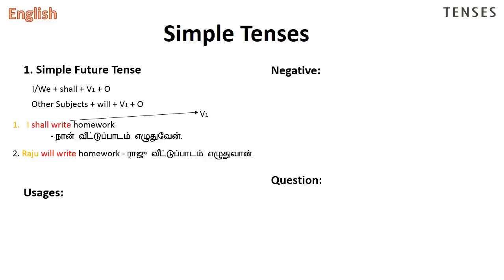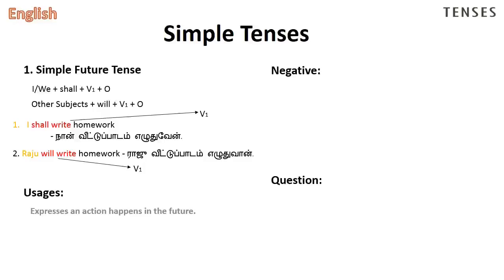So now let's see the question form. Okay, shall plus I or we plus verb 1 plus object. ஒண்ணுமே பண்ணல. We have shifted the shall from its place to the beginning, front. That's it. Subject முன்னால shall போட்டுட்டோம். Subject முன்னால shall போட்டுட்டோம். Can you understand this? So take a note of this very clearly.